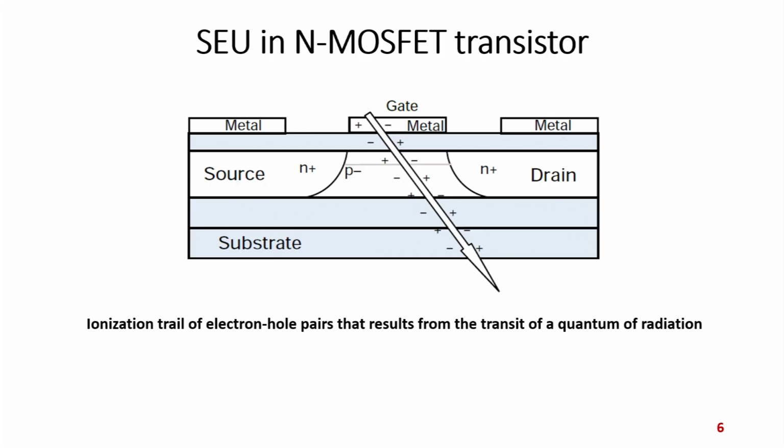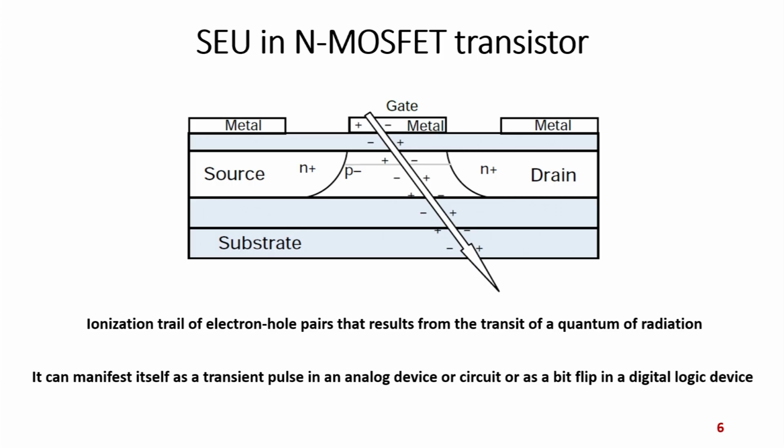So, what it has done, this path has become a conducting path where the free charges are able to flow. Because of that, whatever the biasing and whatever the depletion region was created, that is modified by these energetic particles. Because of that, it can manifest itself as a transient pulse.